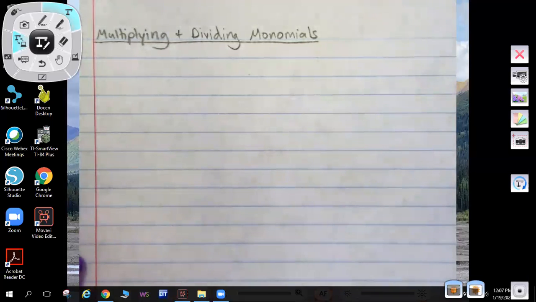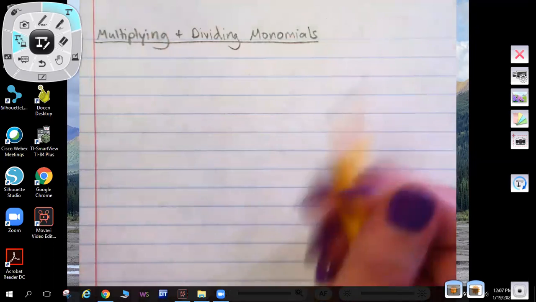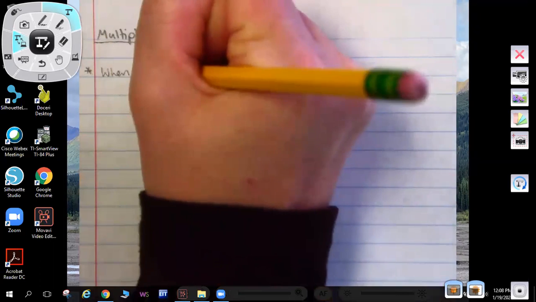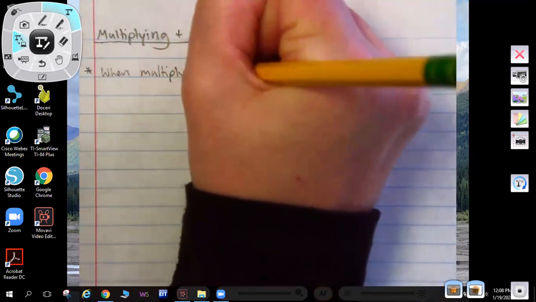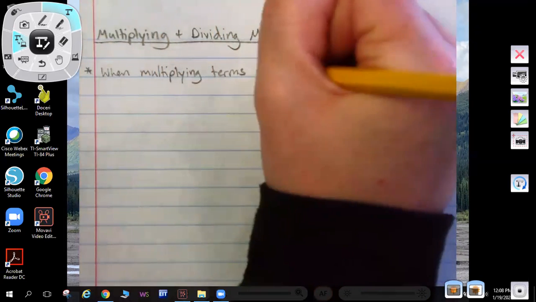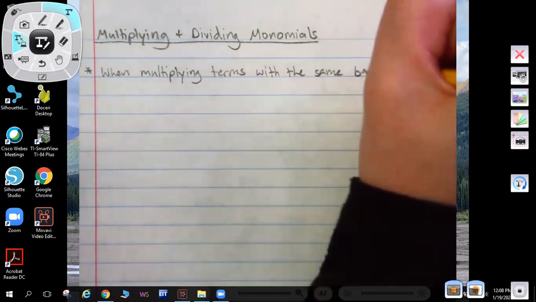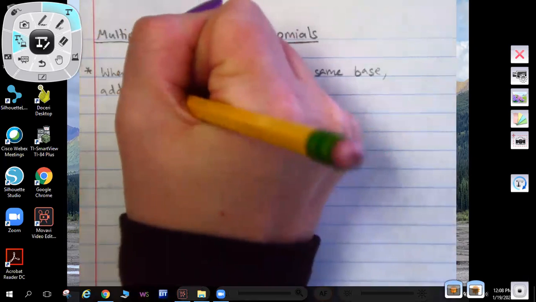Okay, so we're going to look at the rules for multiplying and dividing monomials, which again, hopefully you already know. This will just be a reminder, but it's something that we have to go over before we can move on to what we're going to be doing next, which is multiplying and dividing polynomials. Okay, so the first thing to remember when multiplying terms with the same base, add the exponents.